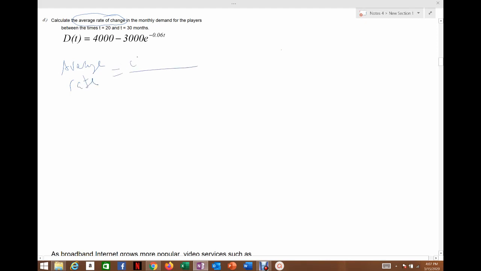It's just the change in my function. So change in the demand over the change in the time, right? Like our average speed, change in distance over the change in time. Same thing here. Change in my function, which is the demand, over the change in time. And the change we're looking for is between the 20th and the 30th months. And so those are the values we're going to plug in. So I'm going to find the demand.